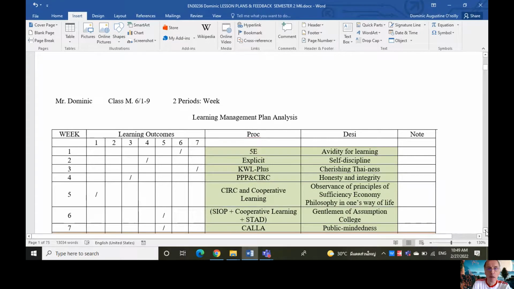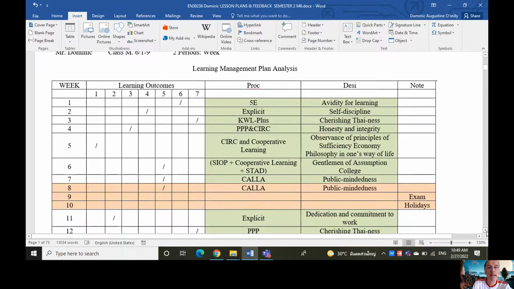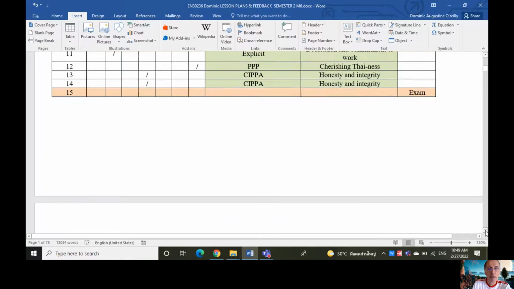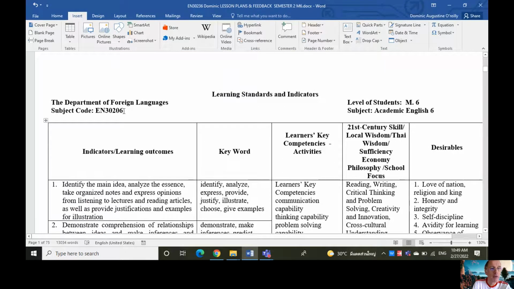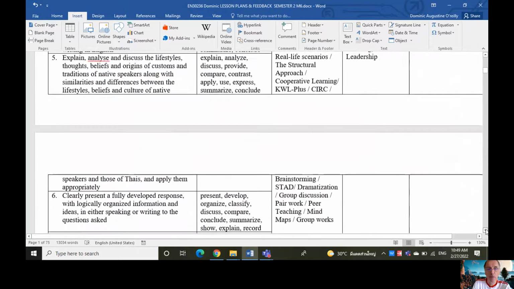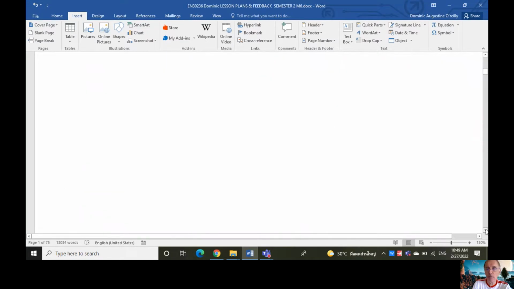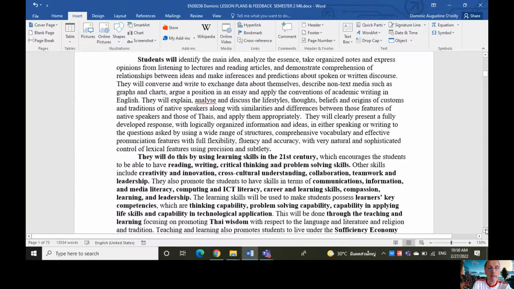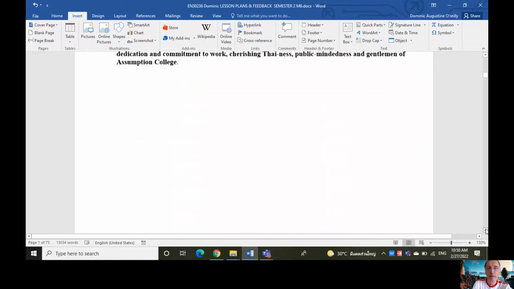Again, make sure this table here, learning management plan analysis, corresponds with the amount of weeks and the weeks where you have the exam. Okay, so make sure that's okay. Then moving on, again, make sure you have the correct code. Right, all of this, I'm happy to say you don't have to touch it. It's all correct. Course description, yes. All correct.